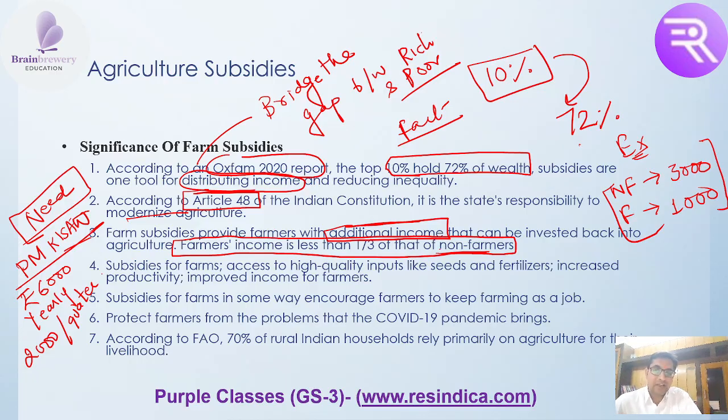Some of the ways are like government will provide some kind of high quality seed. Okay, high yielding variety seeds are there. Government will provide subsidies on fertilizer. If you go to a fertilizer shop, the farmer has to pay a very small amount for the fertilizer, and the rest of the money has to be borne by the government, right?